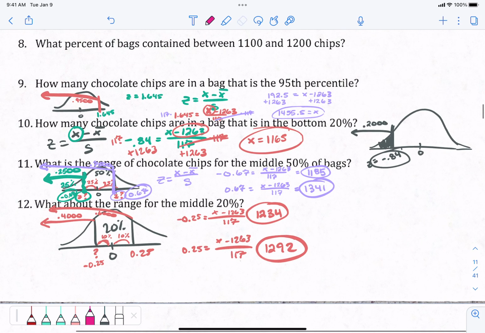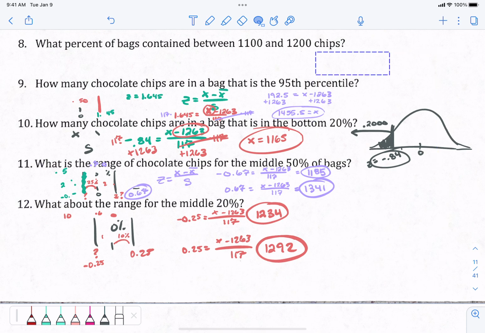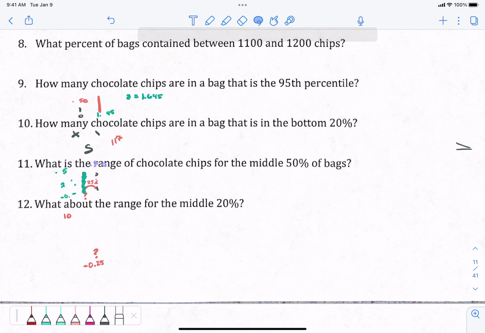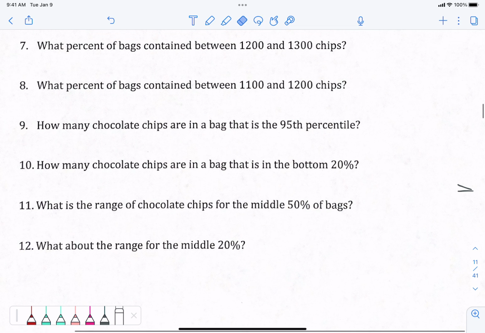Here we go. Let's do some of these. Number 10. Oh, hey, look at that. No, let's not leave that up there. 165 plus 234 is 292. Gone. Gone.